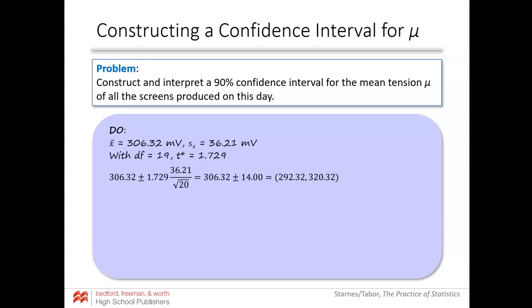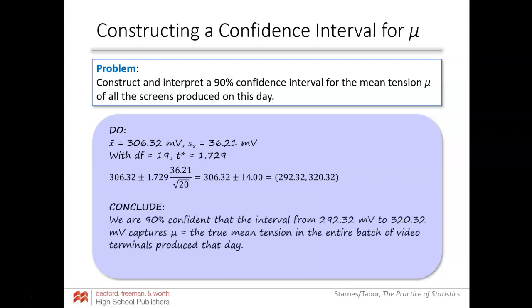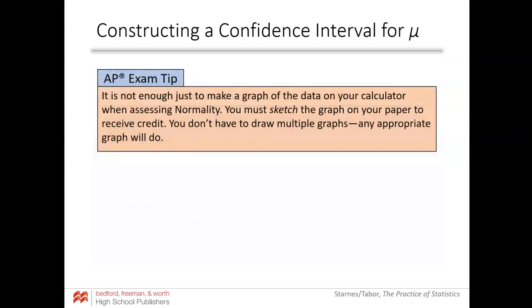Keep those numbers in mind. I bet there's a follow-up question. So we're going to conclude with: we are 90% confident that the interval from yada to yada, with labels, captures the true mean tension in the entire batch of video terminals produced that day. So relating it back to the true mean of the population that they were pulling from. Oh, I lied. There's no follow-up question.